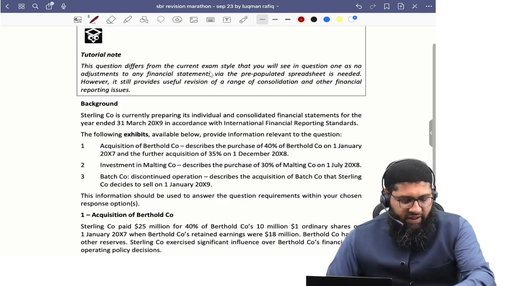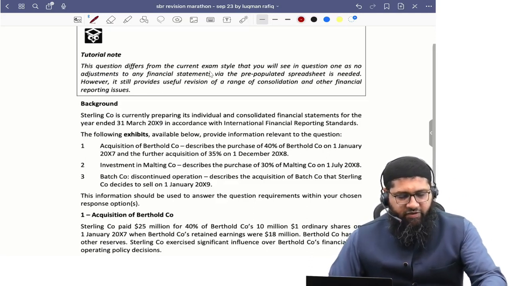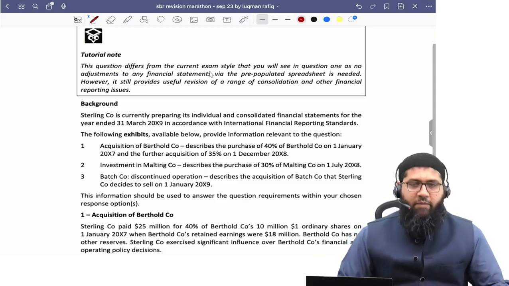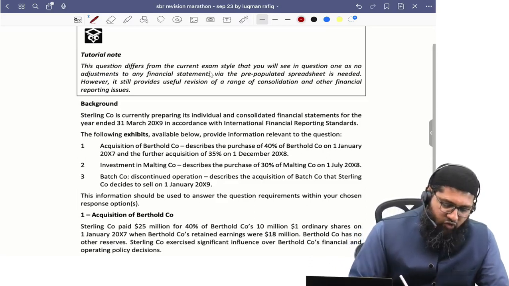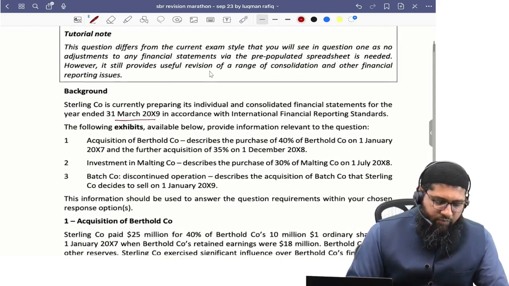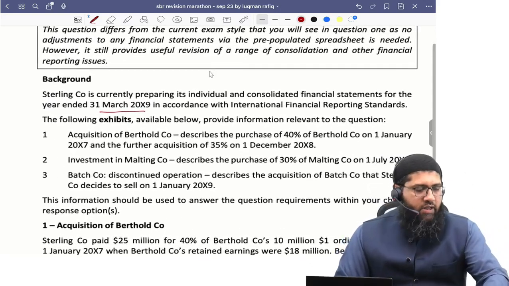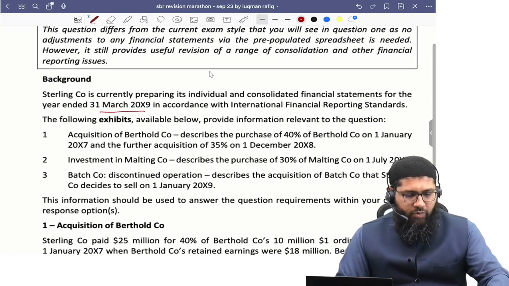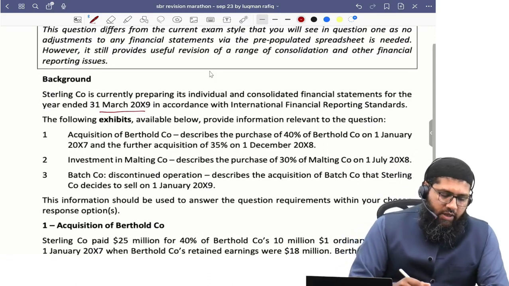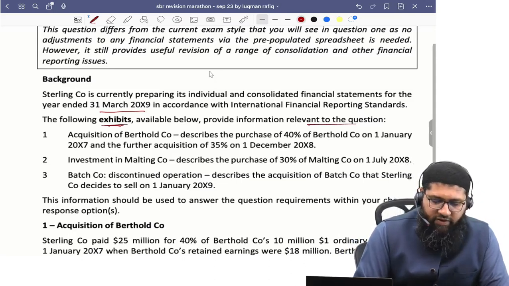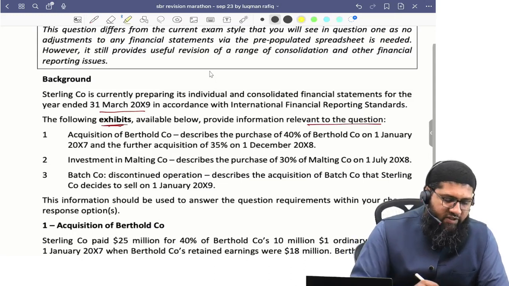It says Sterling Company is currently preparing its individual and consolidated financial statements for the year ended 31st March 2009. So you're preparing individual and consolidated financial statements for 31st March 2009. Now what else is there? It says the following exhibits available below provide information relevant to the question. Now, what is the information that is being provided?